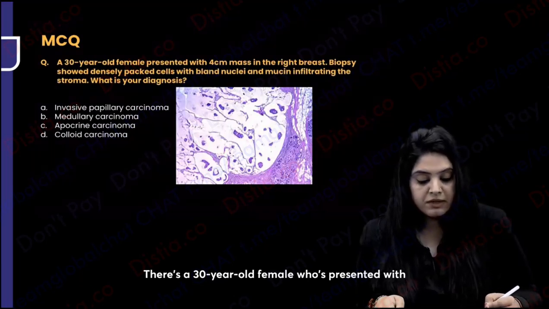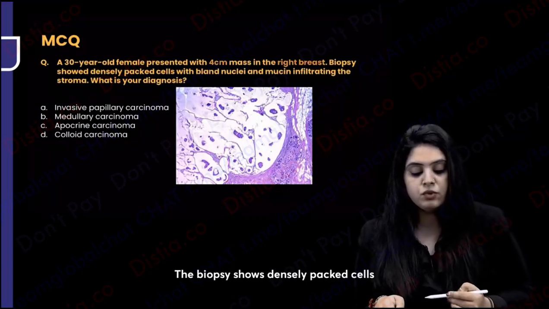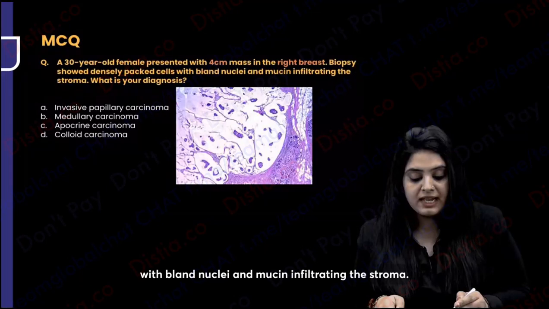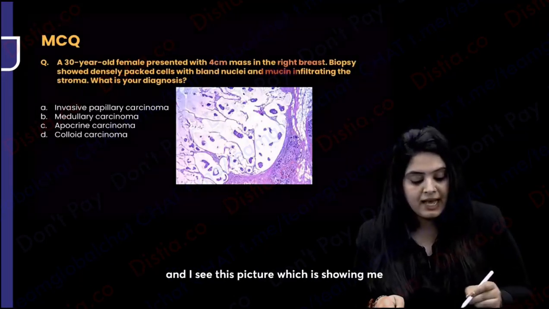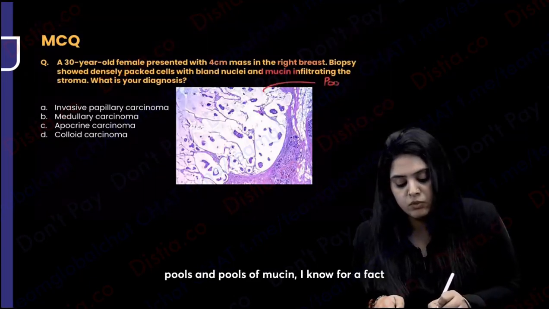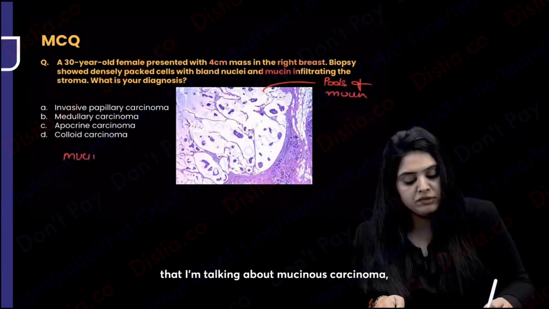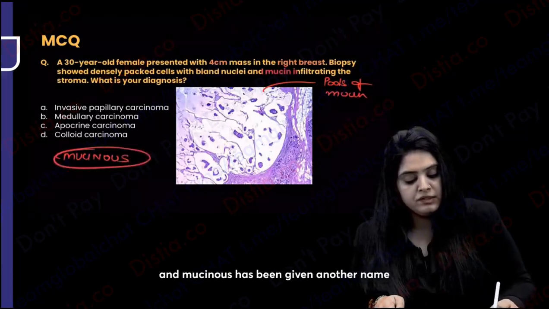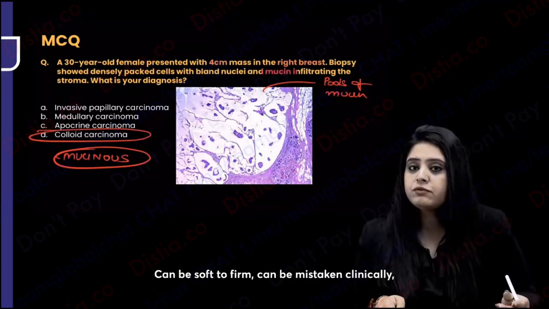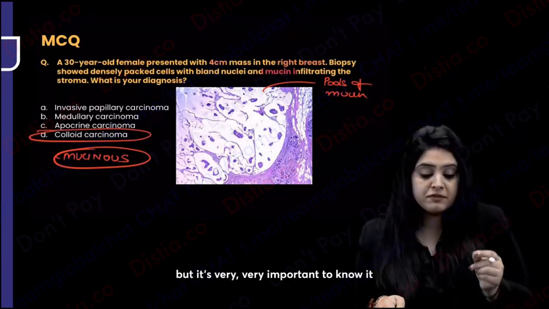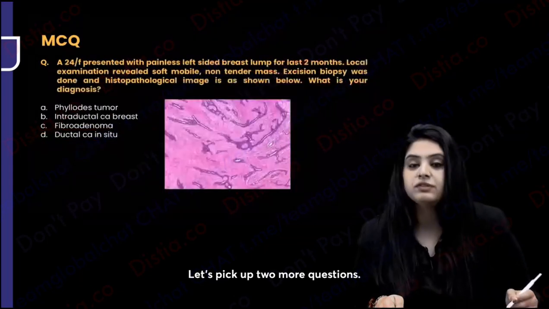There's a 30-year-old female who presented with a 4 centimeter mass in the right breast. The biopsy shows densely packed cells with bland nuclei and mucin infiltrating the stroma. As soon as the word mucin comes and I see this picture showing pools and pools of mucin, I know for a fact that I'm talking about mucinous carcinoma, and mucinous has been given another name, that is colloid carcinoma. Can be soft to firm, can be mistaken clinically, but it's very important to know it from the mucinous point of view. Let's pick up 2 more questions.